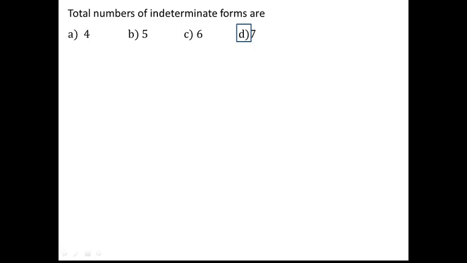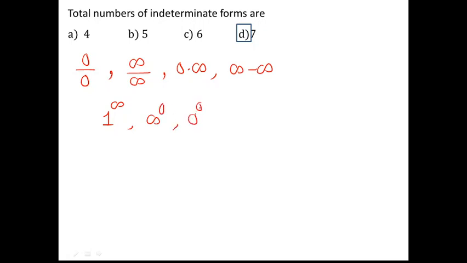Now the total number of indeterminate forms is required here. So we should remember the 7 indeterminate forms. So what are the 7 indeterminate forms? It is 0 by 0, then we have infinity by infinity, then 0 into infinity, then we have infinity minus infinity in the next line, and then there are 3 exponential forms. What are the 3 exponential forms? 1 raised to power infinity, then infinity raised to 0, and then 0 raised to 0. So these are all the 7 indeterminate forms. So that's why the option is D.